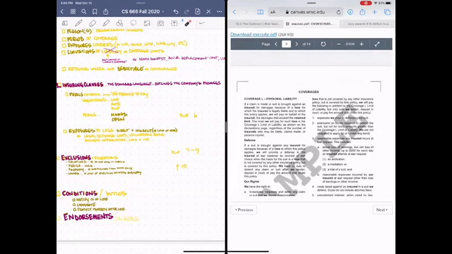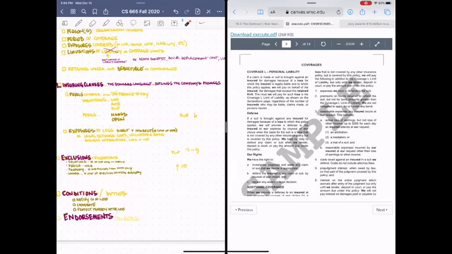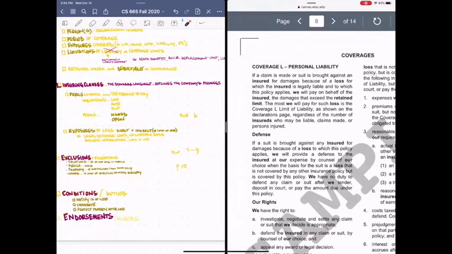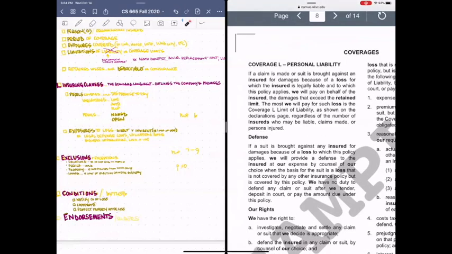Okay, finally we get to the coverages. So this is really the insuring clause or part of it. So coverage L, personal liability. If a claim is made or suit is brought against an insured, that could be you. So see how insured is bolded. Of course, you can go back to the definitions to see who qualifies as an insured. Because if it's you that's listed, but you also have maybe a 16-year-old kid living at home, they might also be considered an insured as well. It depends on the definition of insured.